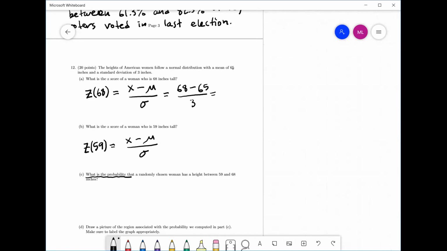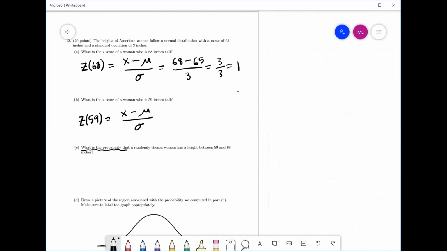We don't even need a calculator for this, hopefully. 68 minus 65 is 3. We get 3 divided by 3, which is 1. On the real exam, I probably won't be so nice. I'll probably give a number that you have to actually plug into a calculator, and you'll get a decimal answer instead of a whole number. But either way, it doesn't make much conceptual difference here.